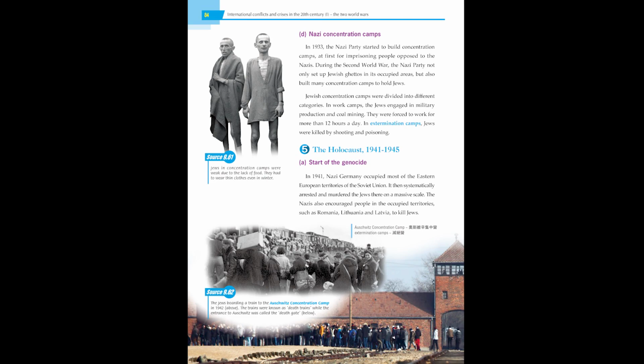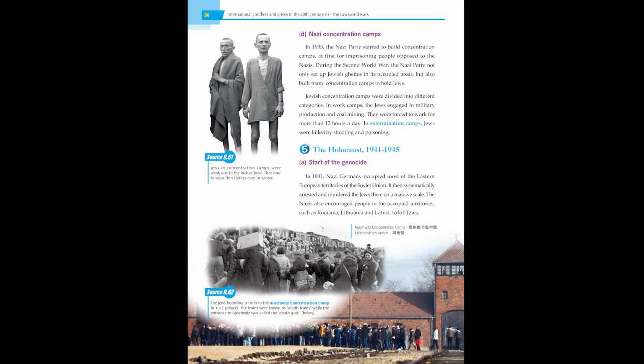5. The Holocaust, 1941-1945. A. Start of the genocide. In 1941, Nazi Germany occupied most of the Eastern European territories of the Soviet Union. It then systematically arrested and murdered the Jews there on a massive scale. The Nazis also encouraged people in the occupied territories such as Romania, Lithuania, and Latvia to kill Jews.